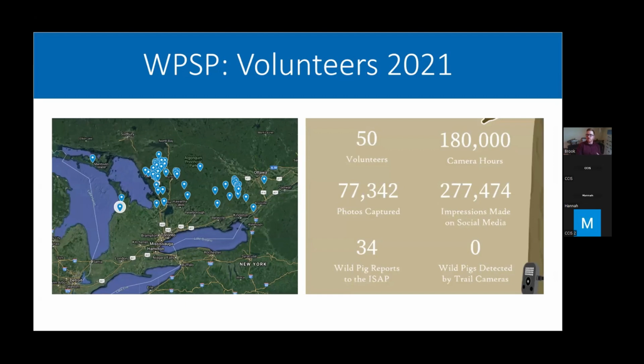We had a super high amount of impressions online only because we were sharing and boosting posts, both from the OFH perspective, but then also from the ISAP perspective. And the real good news here is that we had 0 actual wild pigs detected. We had 1 suspect, but I think it was determined to be a raccoon. And then we also had 34 wild pig reports to ISAP. So elevating that knowledge in Ontario, right, is generating those reports.